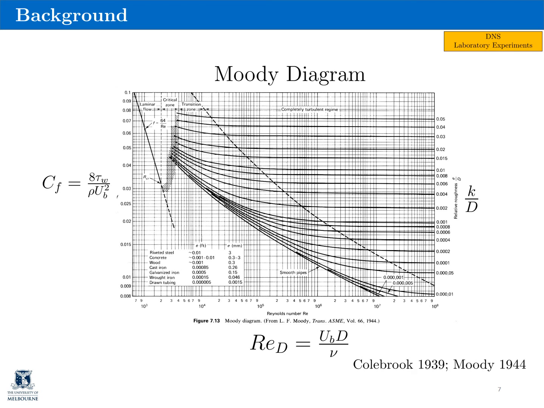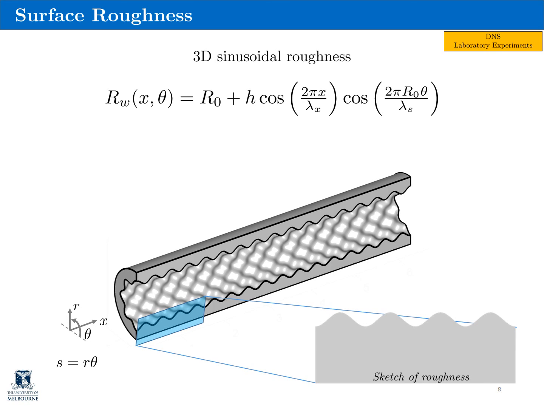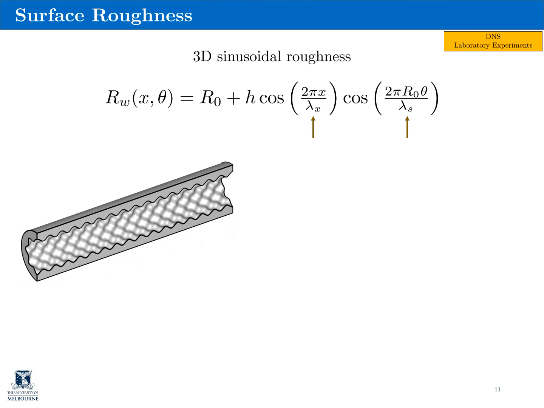The y-axis of the Moody diagram is the friction factor, which is synonymous with the resistance factor, and the x-axis is the bulk Reynolds number. Following in the spirit of Colebrook and Nikuradse, we have simulated the turbulent rough wall flow in a pipe. The roughness consists of 3-dimensional sinusoids, which are governed by the following equation. R0 is the reference radius of the pipe, which is set to be the mean radius of the pipe. H is the roughness semi-amplitude, and lambda x and lambda s are the wavelengths of the roughness elements in the streamwise and spanwise directions. For all of the rough cases simulated, lambda x is equal to lambda s.